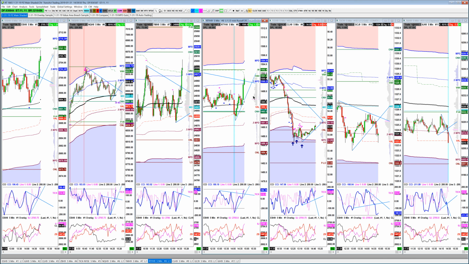So hopefully that is helpful in explaining more about this chart setup. There's a couple things left for us to cover. We're going to get to them.